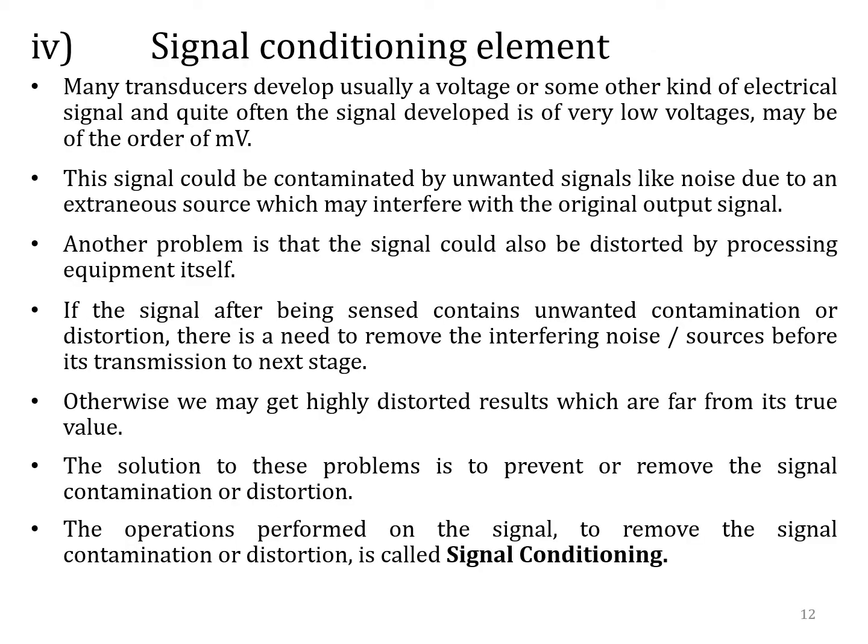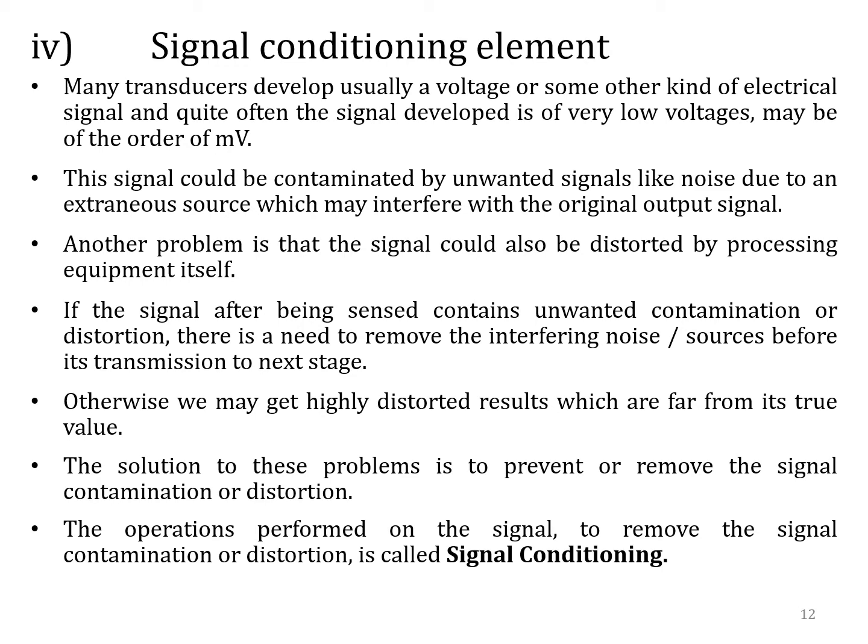After the variable manipulation element, we have the signal conditioning element. Many transducers usually develop a voltage or some kind of electrical signal, and quite often the signal developed is of very low voltage, maybe of the order of millivolts, for example a thermocouple, as you know. This signal could be contaminated by unwanted signals like noise due to an extraneous source which may interfere with the original output signal. Another problem is that the signal could be distorted by the processing equipment itself.